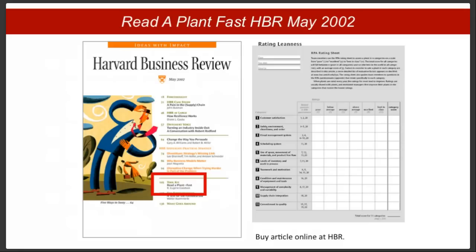Article recommendation. Please go get yourself a copy of this article. I know it's an oldie but goodie. It comes from the Harvard Business Review. Read a Plant Fast. Excellent article. It has the forms, and I am going to ask my dear friend Ashok here, who is in the webinar, to let us know what is the website that you mentioned where folks can also get some information on Read a Plant Fast. So please get a copy of the article. I would give it to you if I could, but that ain't legal.